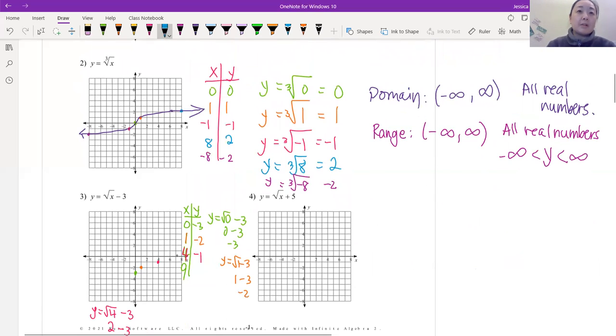And the last one right here is going to be 9. So the square root of 9 is 3. So it's going to be 3 minus 3, which is just going to be 0. So there's my 9 right there. That's the 9, 0. And our graph is going to just look like that.